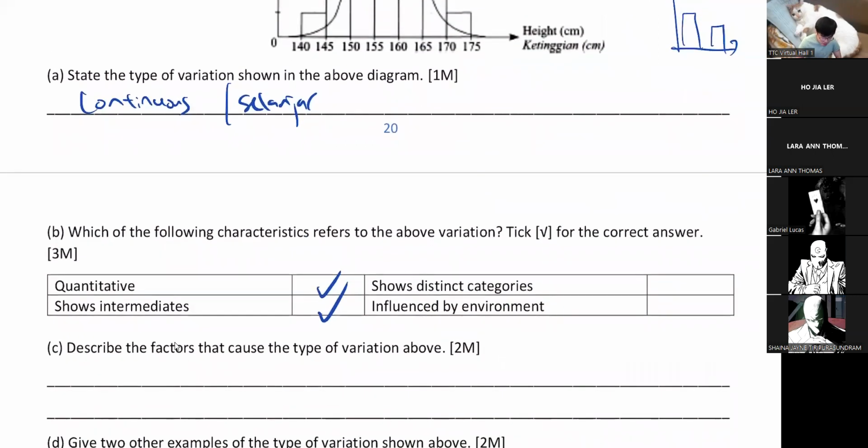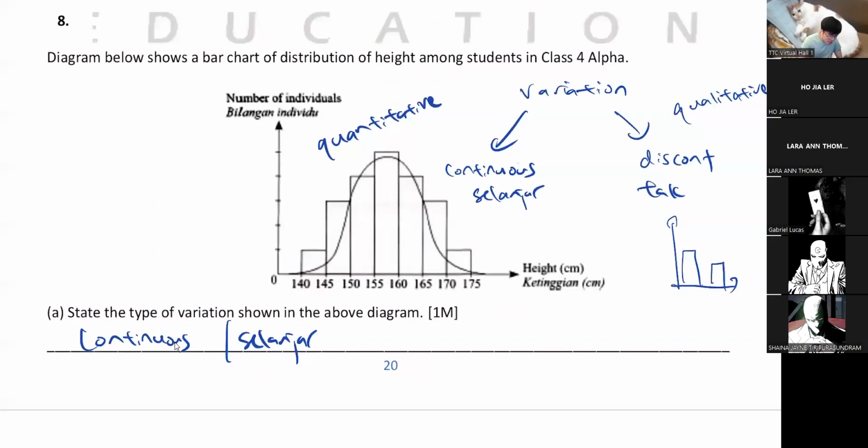Influenced by environment? No. Oh wait, yes, it does. Right, sorry, I was mistaken here. So your continuous variations are affected by both genetics and environment. For example, height. To be tall, you need the proper environment. That means you eat well, sleep well, exercise well, and you need the gene. Your parents need to be tall. So you need both sides.